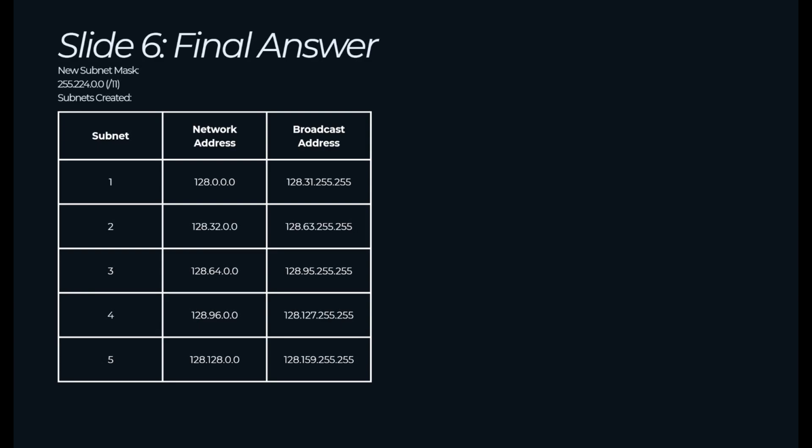In conclusion, by borrowing 3 bits from the host portion, we created 8 possible subnets, which satisfies the requirement of at least 5 subnets. The new subnet mask is 255.224.0.0, or /11. The network addresses, broadcast addresses, and usable host ranges for the first 5 subnets have been successfully calculated.